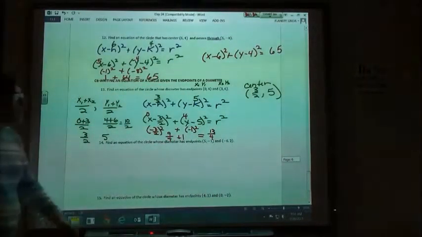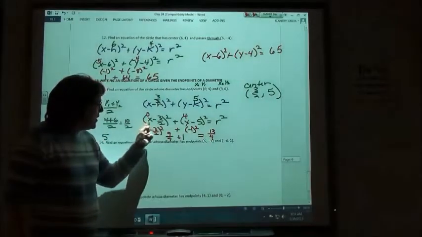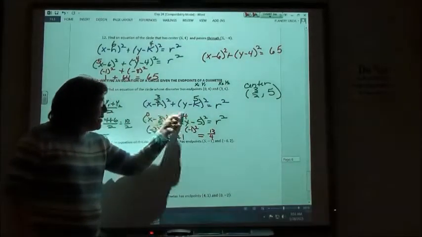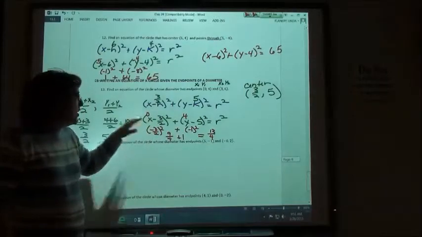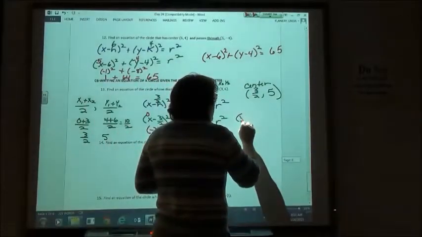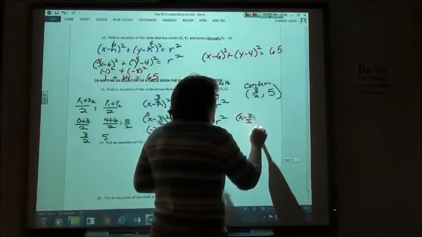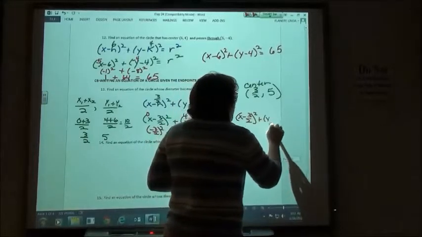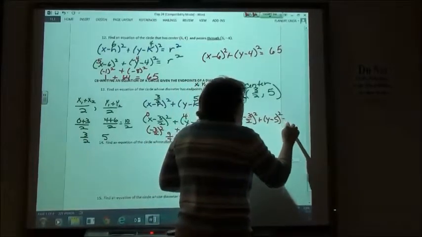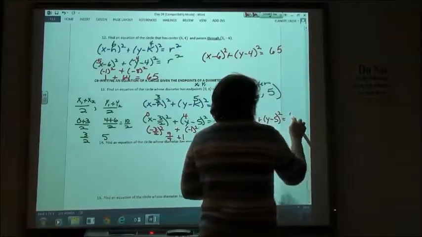Now keep in mind when you write the equation, you're putting it in here just without those numbers we substituted in. So we're going to have x minus 3/2 squared plus y minus 5 squared equals our 13/4.